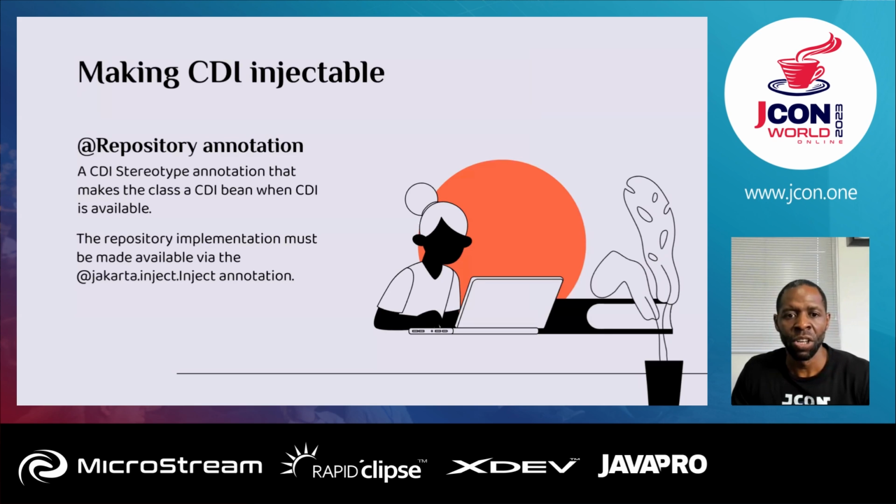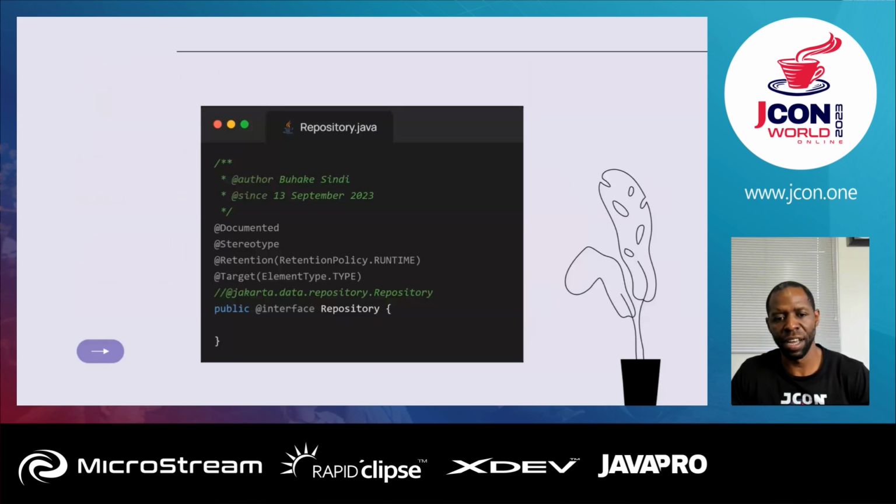And so, like I said, to make it injectable, we've created a repository annotation, which is a stereotype for the CDI container to know that this is a CDI bean. So whenever we do an inject and you specify the repository, it knows what to inject. And it's basically a stereotype interface that we created.